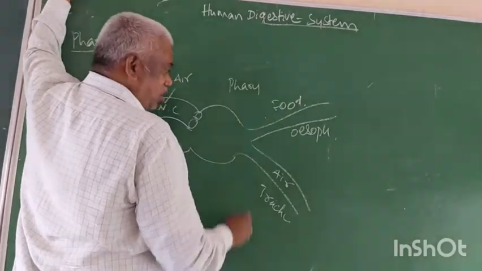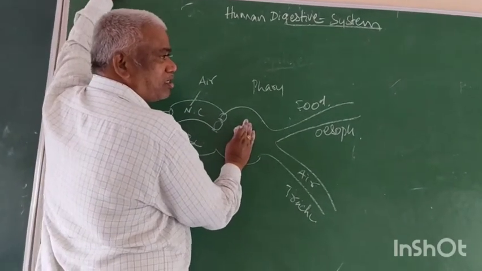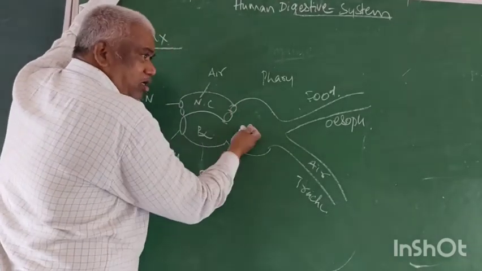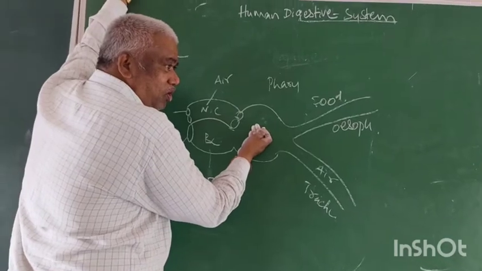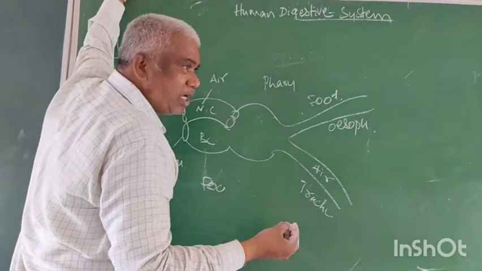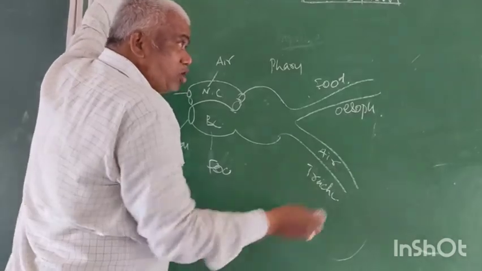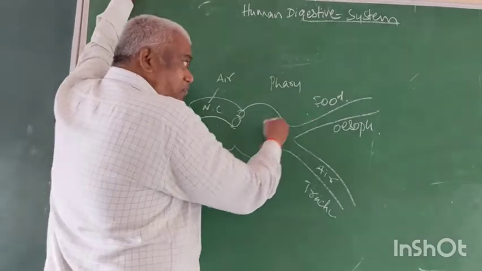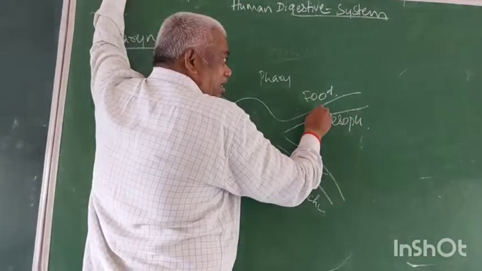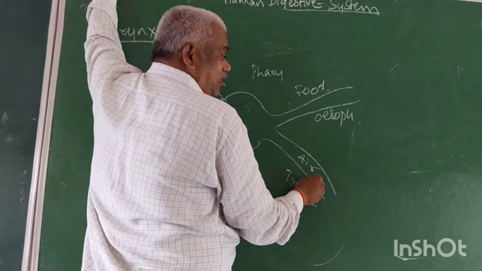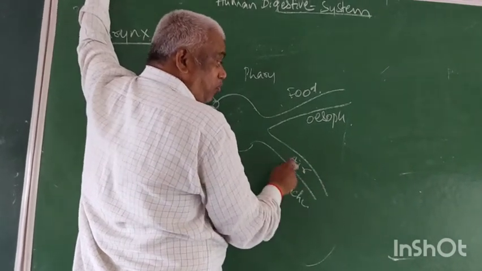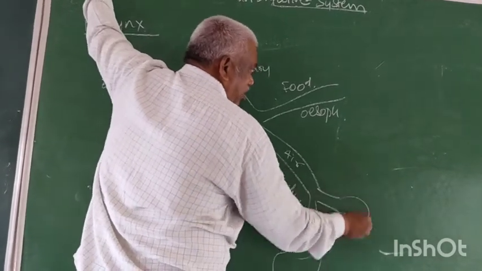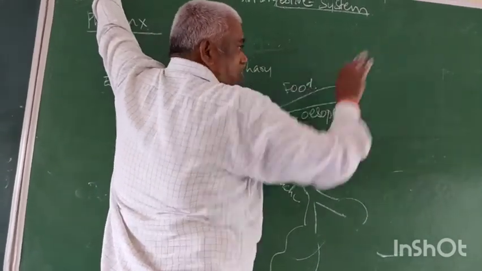Now what is this? Pharynx. It is a part for both air and food. That means what you inhale, air, and what you consume, food, are mixed here. But after that, there is the esophagus and the trachea. The trachea is for air, that is, the lungs. Now what is the esophagus? Another part of the digestive system.